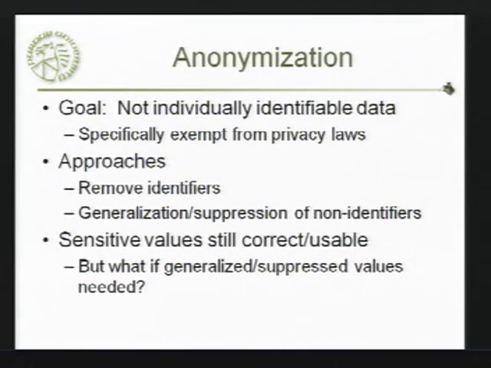Now, the other approach is to get rid of that individual identifiability, because data that is not individually identifiable is specifically exempt from most privacy laws. So how do we do this? Well, we can remove identifiers. I take away your ID number. I take away the name. I take away the address. Maybe I leave in the city, but I take away the specific address. Or perhaps I just say it's on this block, but I don't say which house on that block or which apartment number. So your sensitive values are still correct and usable, but they can't be traced to the individual.